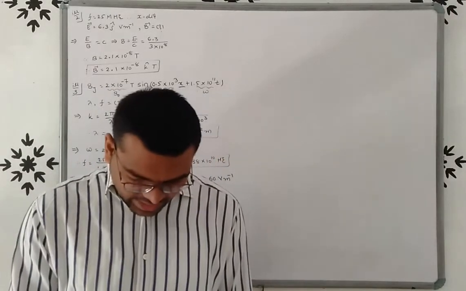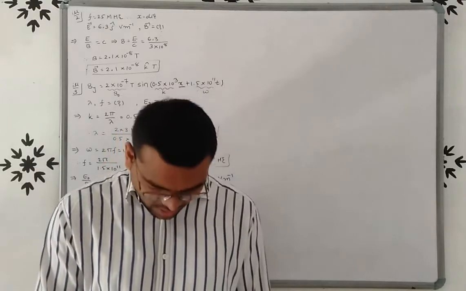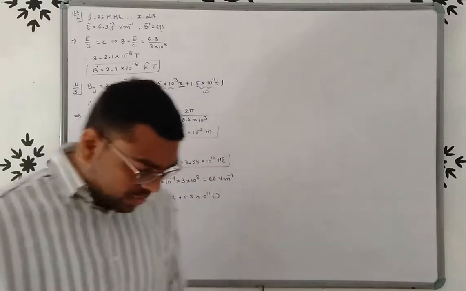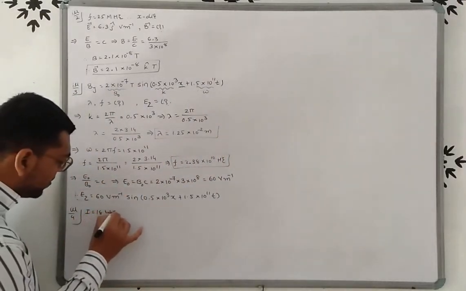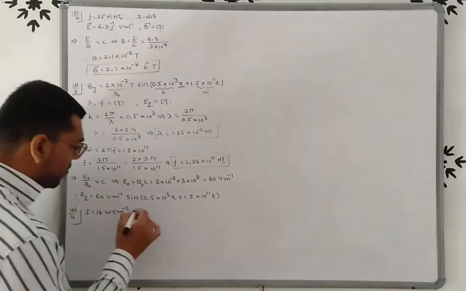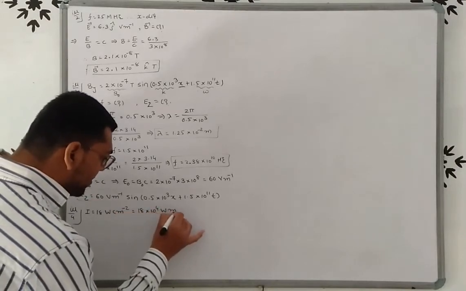Light with an energy flux of 18 watt per centimeter square falls on a non-reflecting surface at normal incidence. So here energy flux, or you can say intensity, is given as 18 watt per centimeter square. Here we have to convert this into SI, so 18 into 10 raised to 4 watt per meter square.